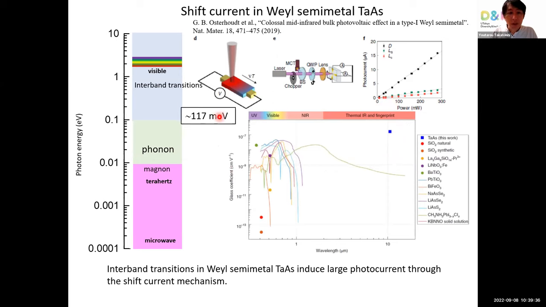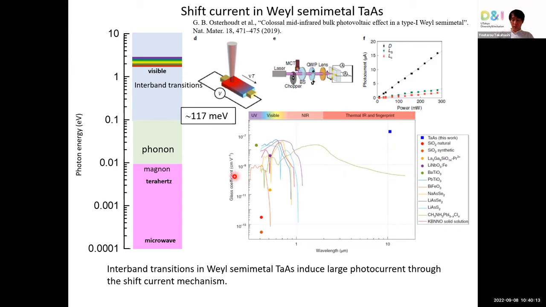Tenor arsenide, this is a famous Weyl metal, and a photon with an energy of 100 eV, or 10 micron in wavelength, can induce a large photocurrent in this semi-metal. This large photocurrent is ascribed to the shift current, which occurs on the interband transition between the topological electronic band structures. Okay.